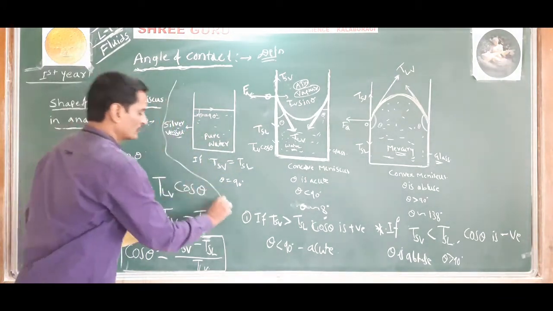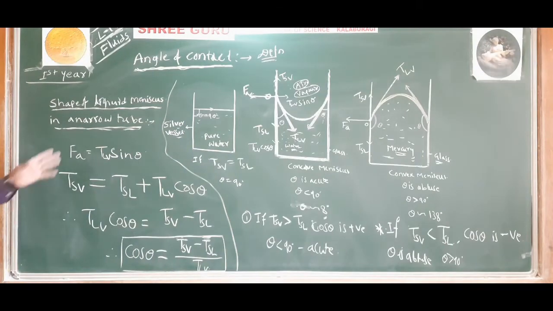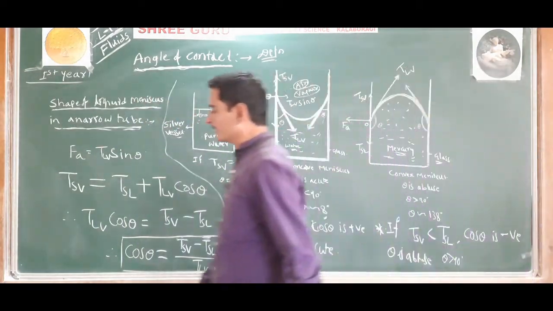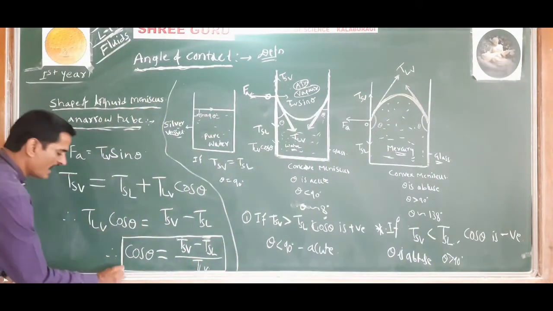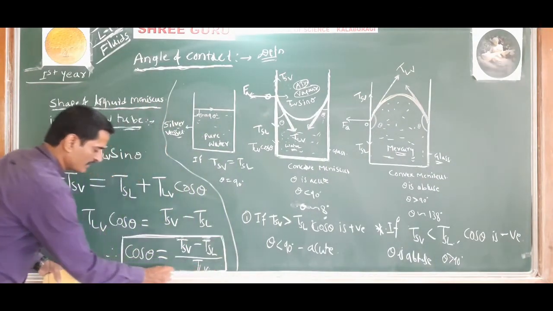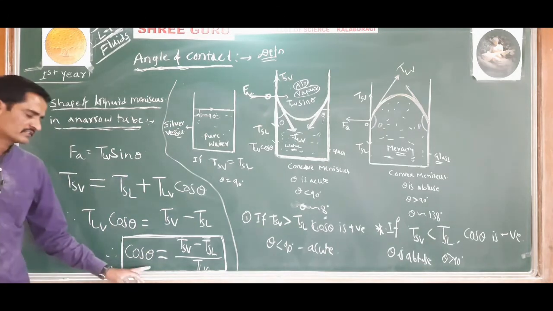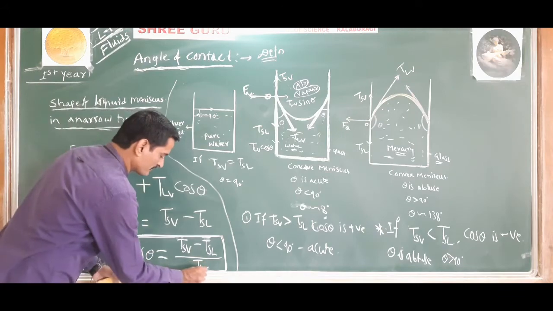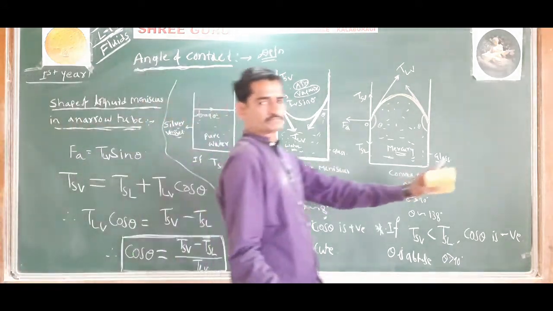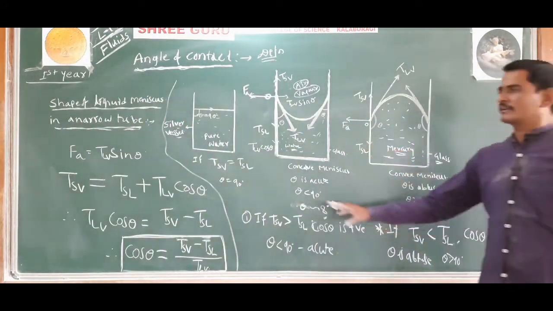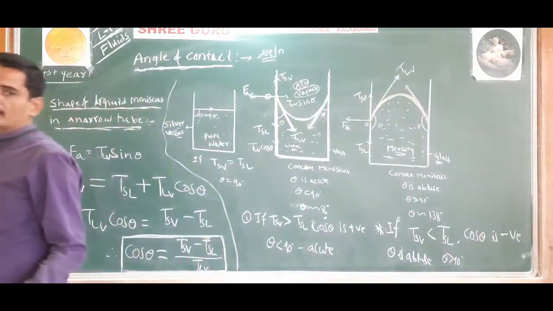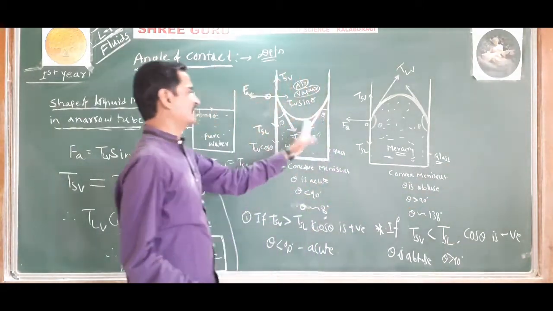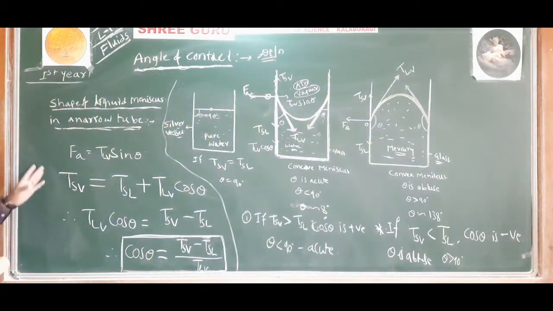Got the idea? So this is how we can explain the shape of the meniscus in a narrow tube. The shape of the meniscus in a narrow tube can be explained by using the angle of contact. That is, cos theta is equal to TSV minus TSL divided by TLV. Remember this formula. All these things are not just for theory; they are particularly for CET, NEET and JEE exams, so they will ask just for your understanding. Right now only I explained all these things.